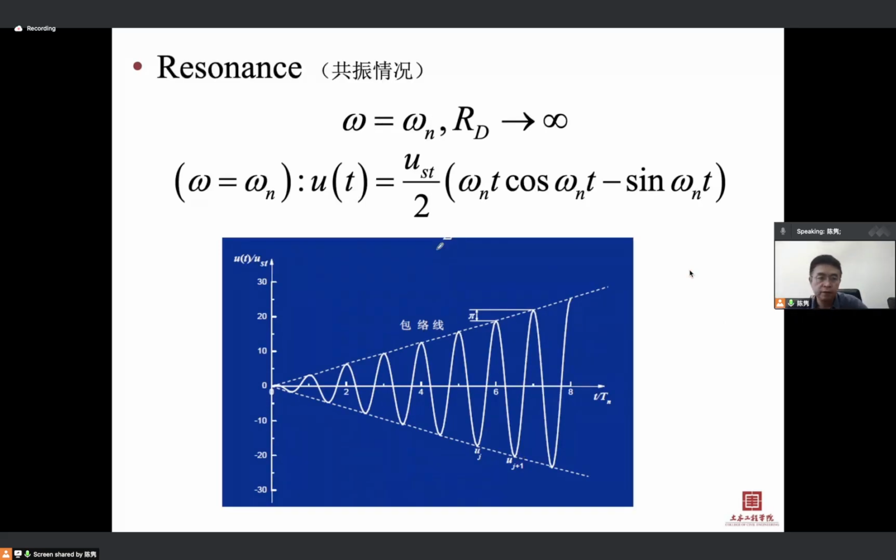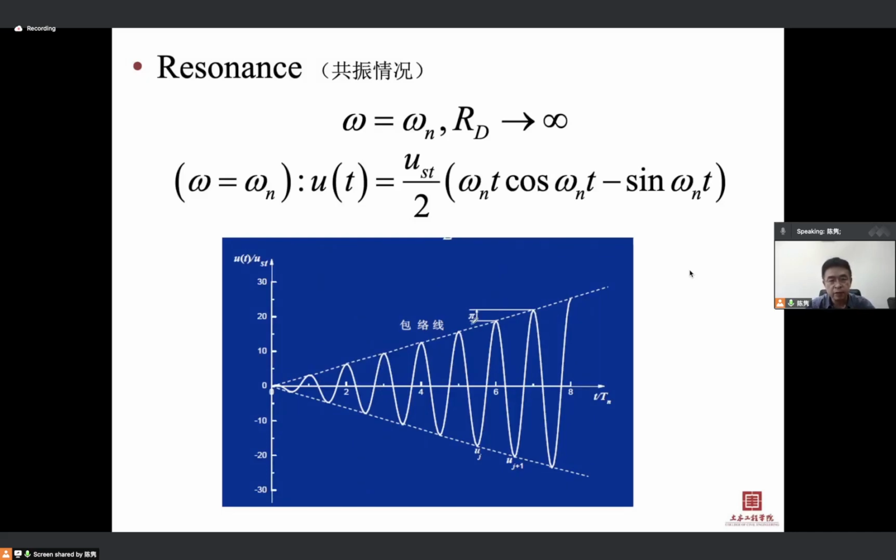When we have the resonance case, we can plot it. You can see what happens when the frequency of the external load is the same as that of the structure. The solid line is the response of the structure. With the increase of time, the amplitude of the vibration becomes larger and larger, but it does not become infinite.